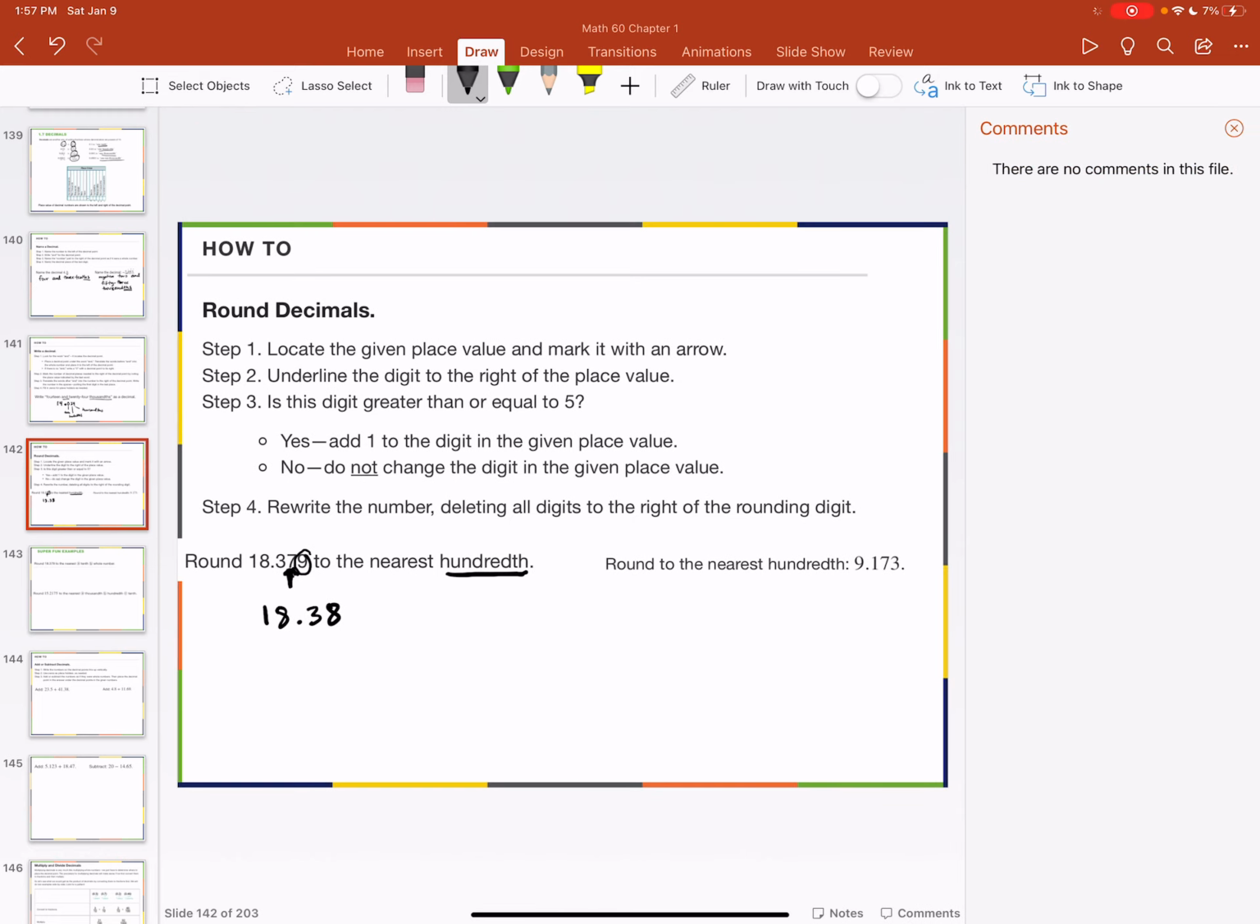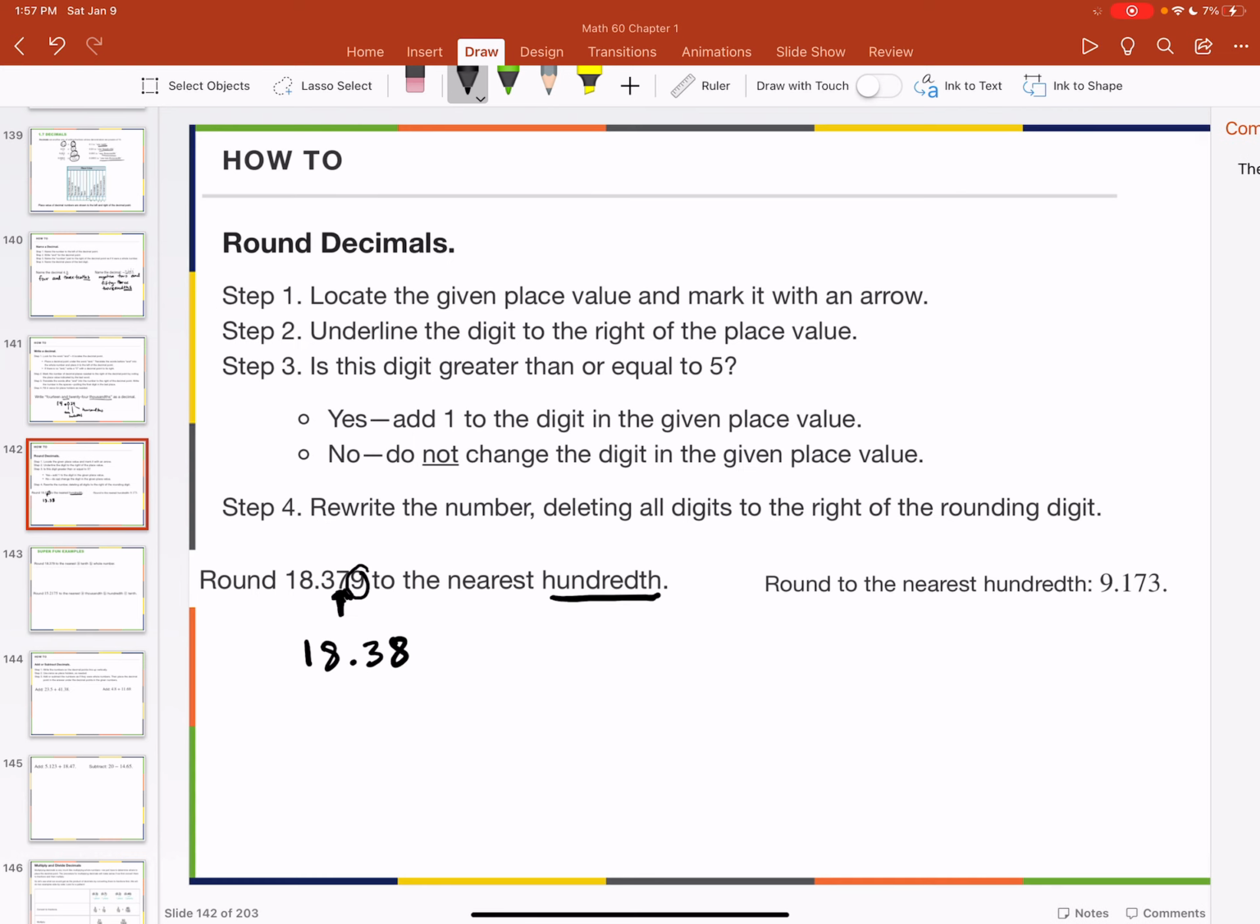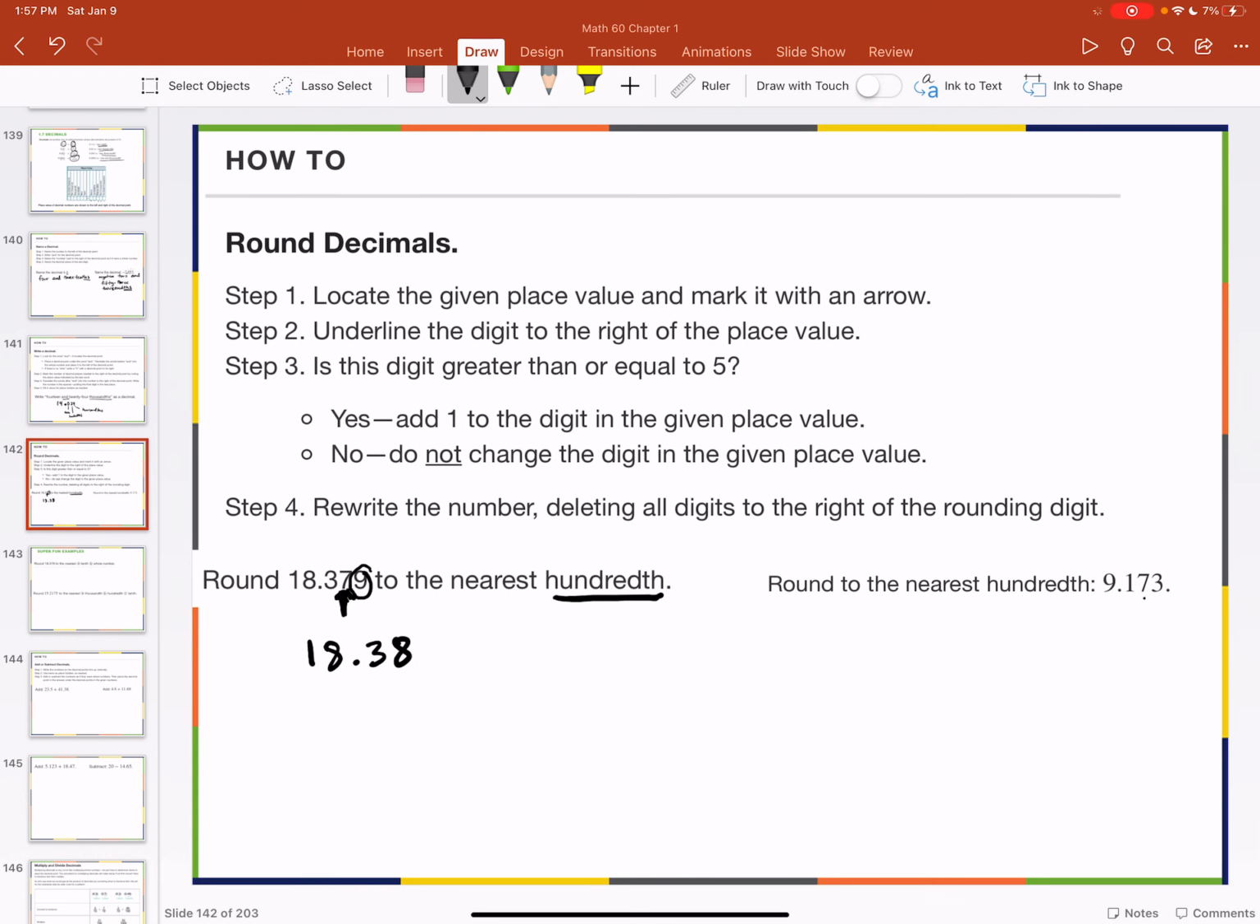And then this one is going to be round to the nearest hundredth. This is the hundredths place. It's the second spot to the right of the decimal point. So what do we look at? We look immediately to the right, and we notice that this number is 3. That's less than 5, so we leave it as is. So this would be 9 and 17 hundredths.